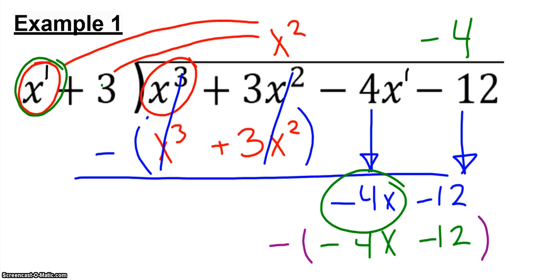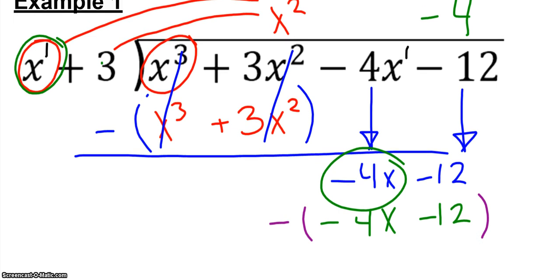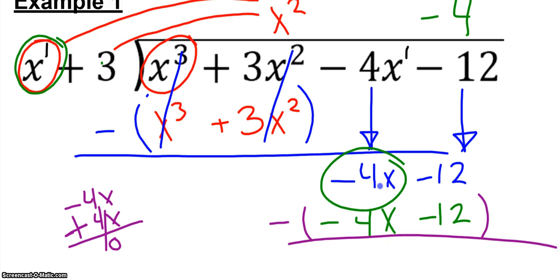Okay, so let's move that down a little bit. All right, negative 4x minus negative 4x. Negative 8. No, because what happens when we have two negatives? They make a positive. So we have negative 4x plus 4x, which cancels out. Boom. Okay, so these cancel out.